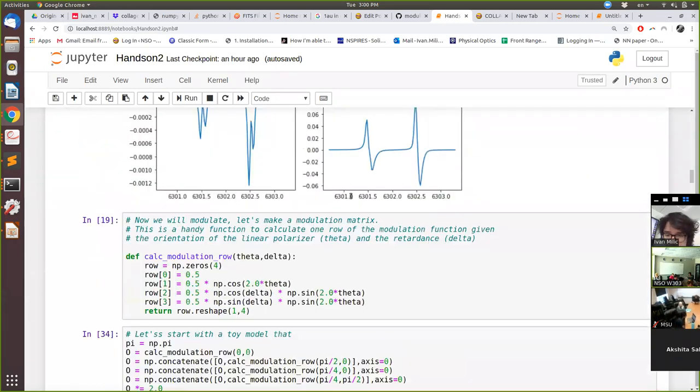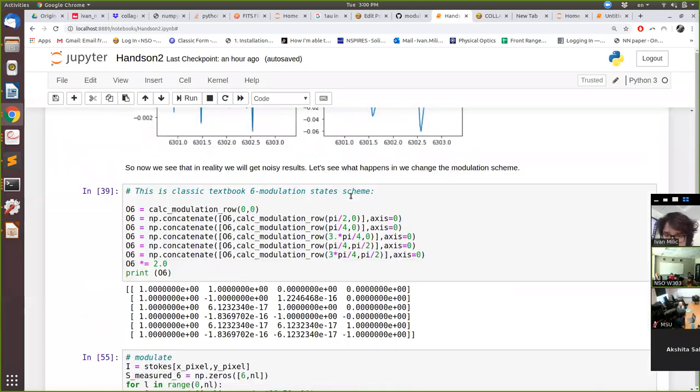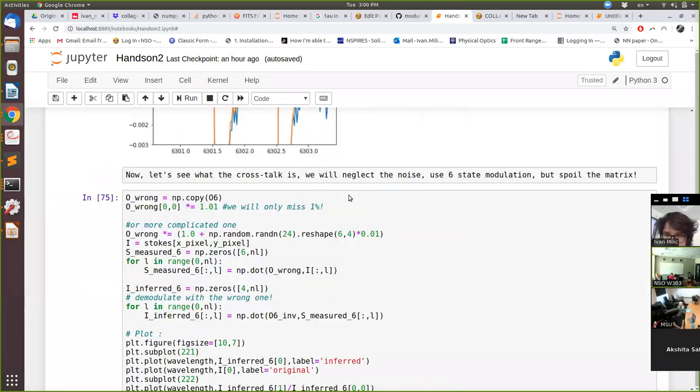To take a look at this equation here to get the efficiencies are here.